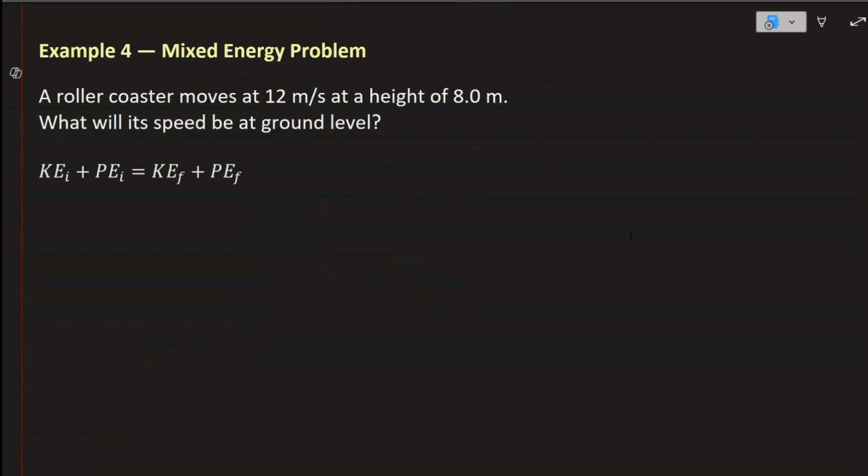So here is example 4. A roller coaster moves at 12 meters per second at a height of 8 meters. What will its speed be at ground level?